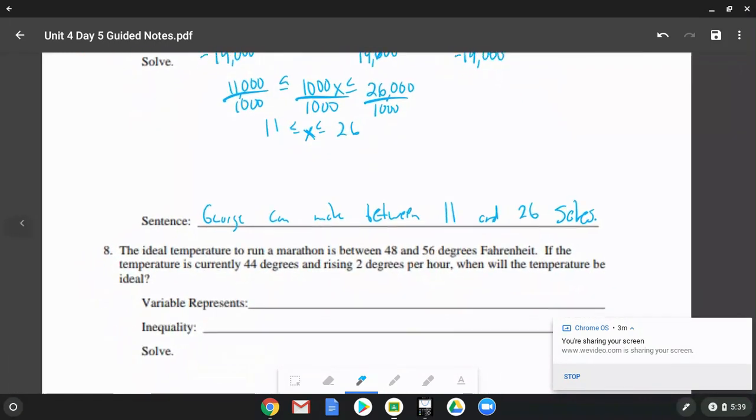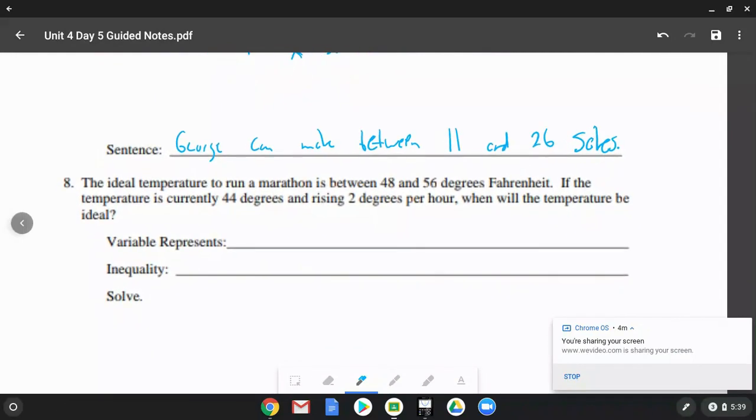All right, last one. The ideal temperature to run a marathon is between, so we know it's an and, 48 and 56 degrees. So I'm going to put 48 and 56 with my less than or equal to signs. If the temperature is currently 44 and rising 2 degrees per hour, when will the temperature be ideal? So when is a time? What did they talk about for their time? They talked about hours. So we'll say x is my number of hours. So if we were to take a look at this 2 degrees per hour, we know that that means multiplication, so it'll be 2x. And then it's currently 44, so we're going to add 44.